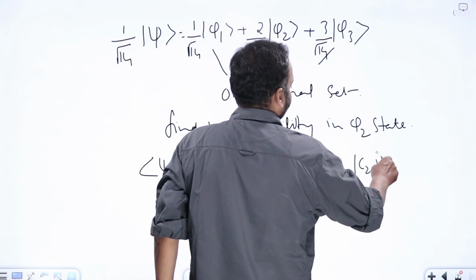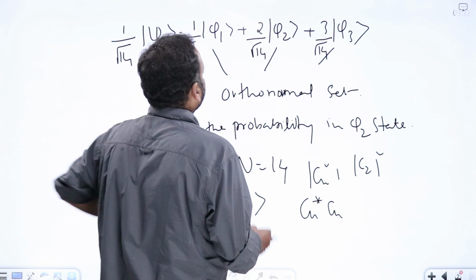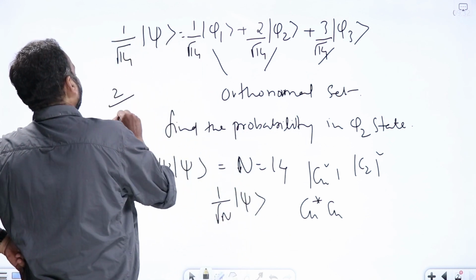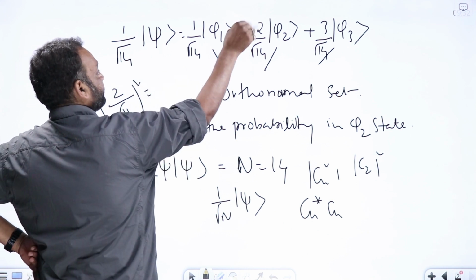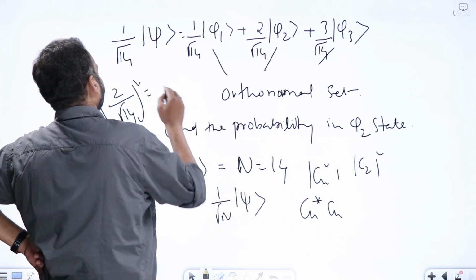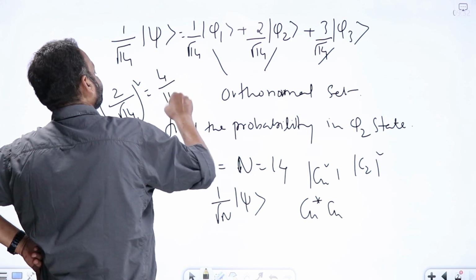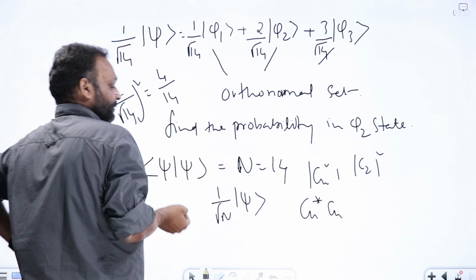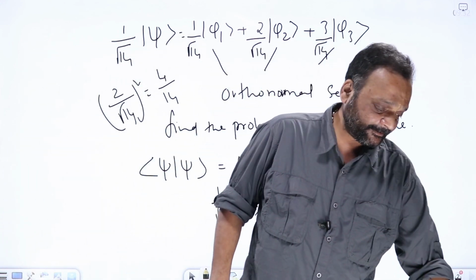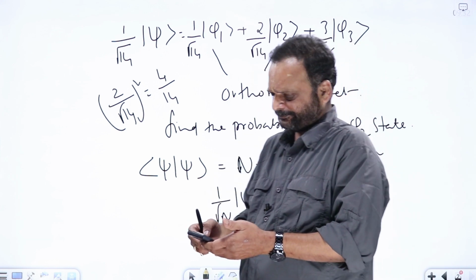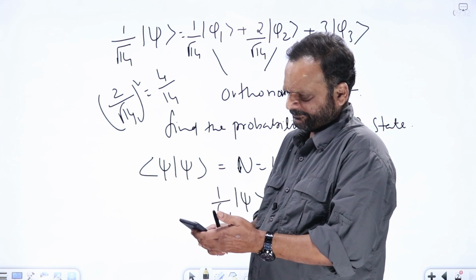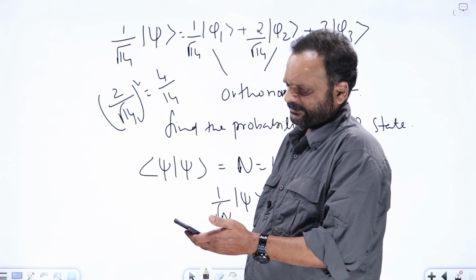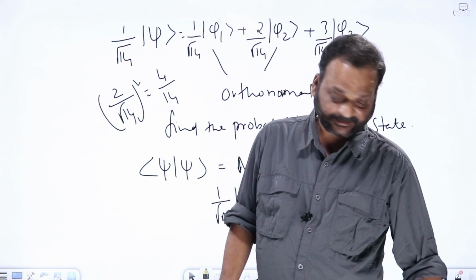Mod c2 square is nothing but 2 by root 14 whole square. This is the probability of finding the system. Mod c2 square, that is 4 by 14. Okay, 4 by 14 is the probability of finding the system. Right? So what is 4 by 14? 4 divided by 14 is around 0.286.